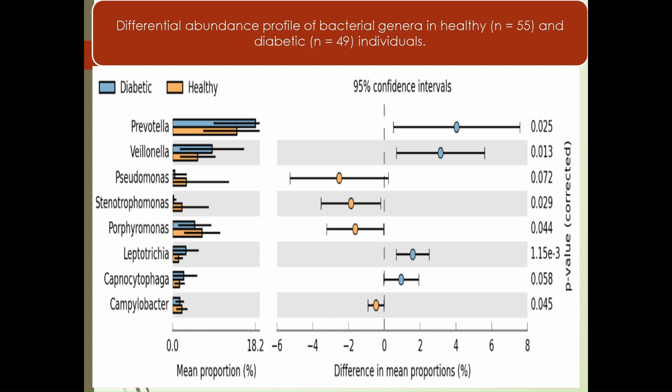With more than 95% confidence interval, some bacteria are decreased in diabetic individuals, including Pseudomonas, Stenotrophomonas, and Porphyromonas. So we thought, what might be the consequence of this increase of some bacteria in the oral cavity of diabetic individuals, and the decrease of others.